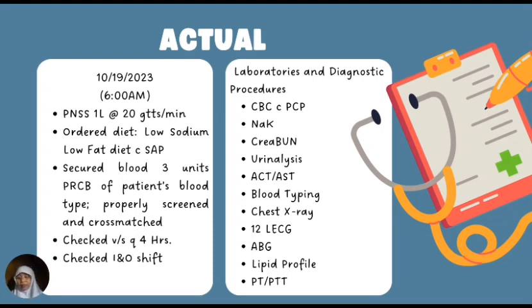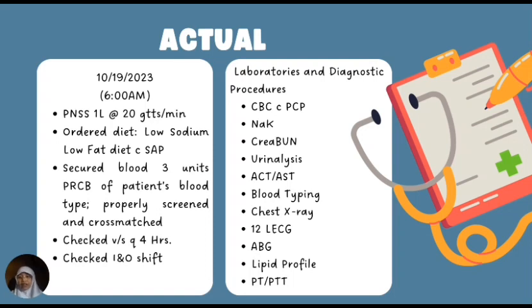Next, we have blood typing. So blood typing is important for blood transfusion. Chest X-ray helps evaluate the condition of the lungs, heart, or blood vessels of our patient, especially with a severe condition of acute kidney failure. Next, we have 12-lead electrocardiogram. So this can detect abnormalities in heart rhythm or structure due to electrolyte imbalances and fluid shifts.